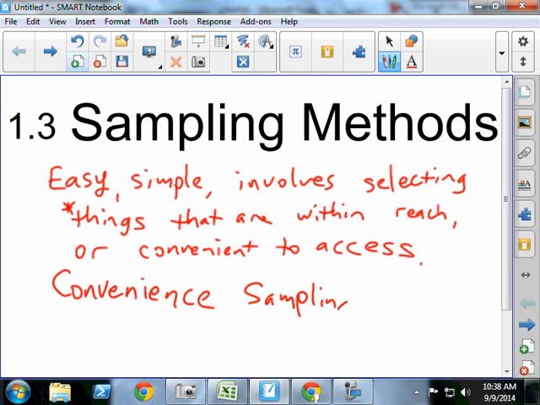You might say to yourself, well, wait a minute, I did the Math Excel homework, and there was a question that talked about convenience sampling. Where did that come from? I don't know if you know this or not, but when I make the Math Excel homeworks, I can actually get homeworks from other test banks and from other textbooks. So in statistics, this is a recognized sampling method. It's easy, it's simple, it involves selecting things that are within reach or convenient to access. It's called convenience sampling.